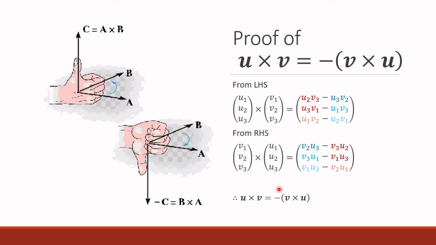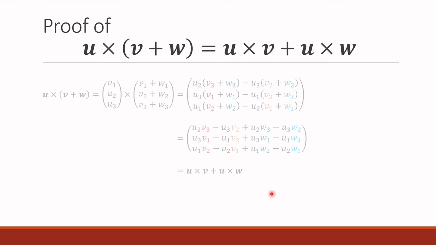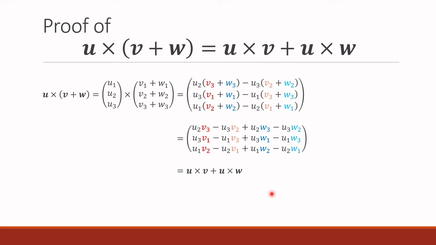Okay, the difference is that it adds a negative. The direction is different. So for the distributive property, I'll leave it for you to check. This is just the brute force formula. Just try to expand yourself, rearrange, and you will be able to prove it. So just remember the property.